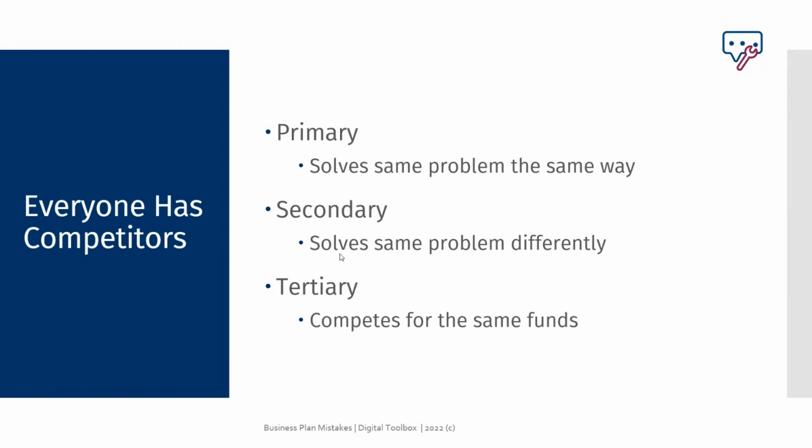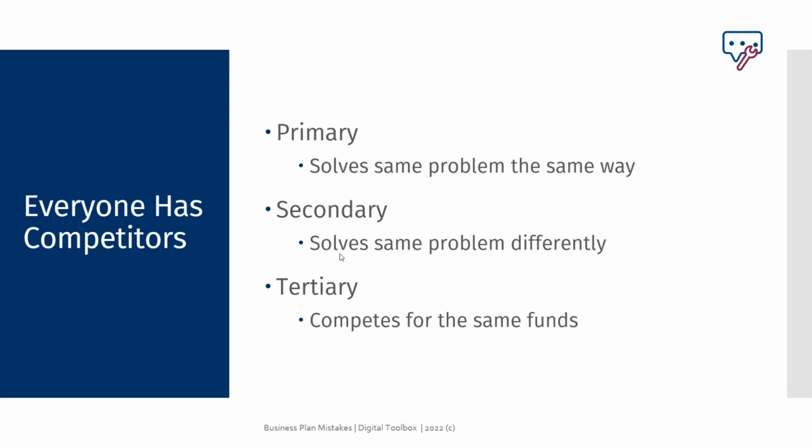Maybe it doesn't look like your product or service, but the problem was there and so was the solution. So you need to think about your competitors in what I consider three different categories. First tier or primary competitors are people who offer a product or a service that is essentially comparable to yours.